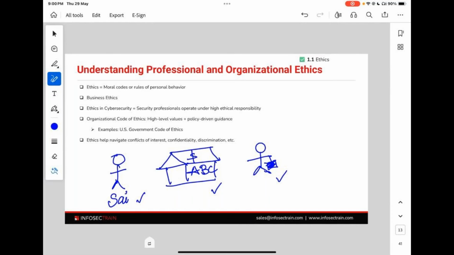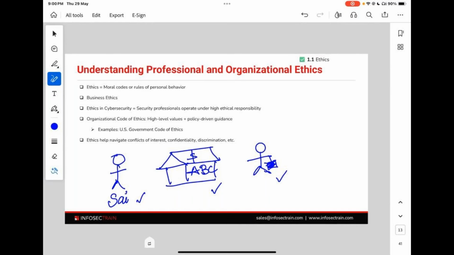So this organizational code of ethics is helping me navigate conflict of interest, confidentiality, discrimination, etc. So it's helping the employee make decisions, right? So that is about ethics and organizational ethics, right?